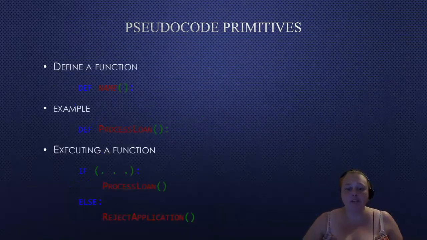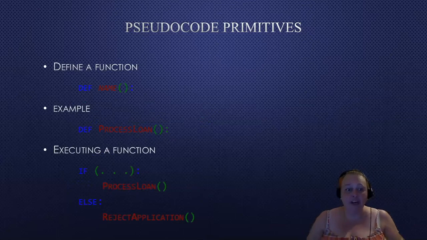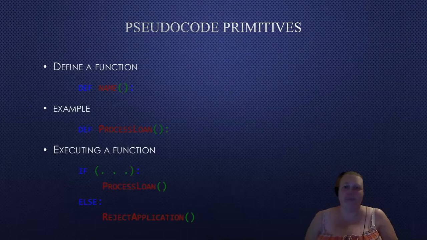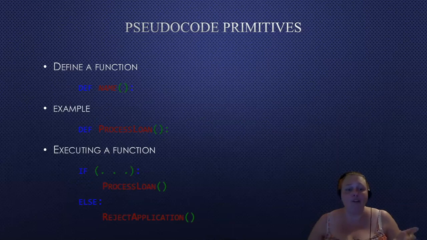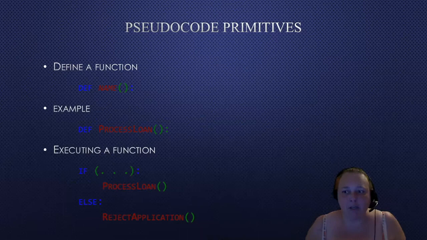If we want to define a function, we can just say define and the name. So for example, define process loan. Now, if we want to execute the function, we just call the function. So if something happens, I want to process the loan. Otherwise, I want to reject the application.